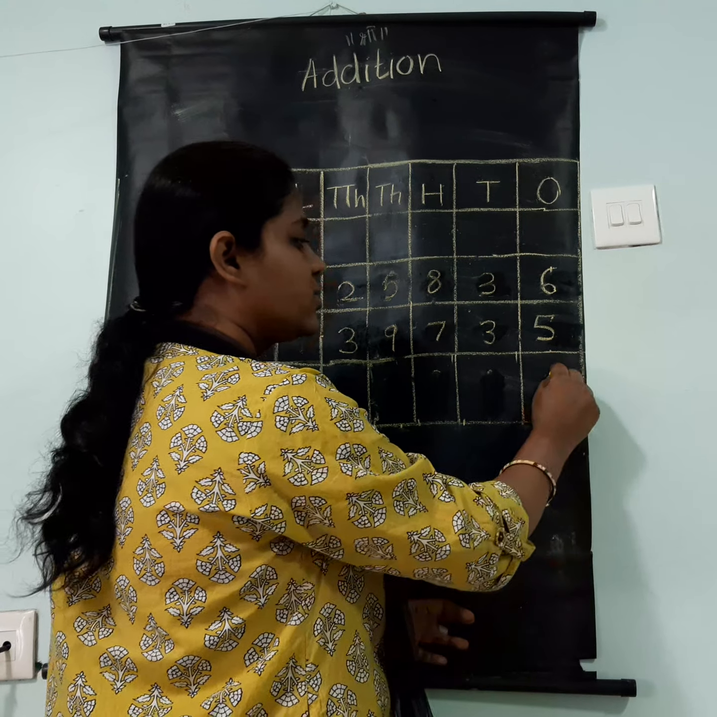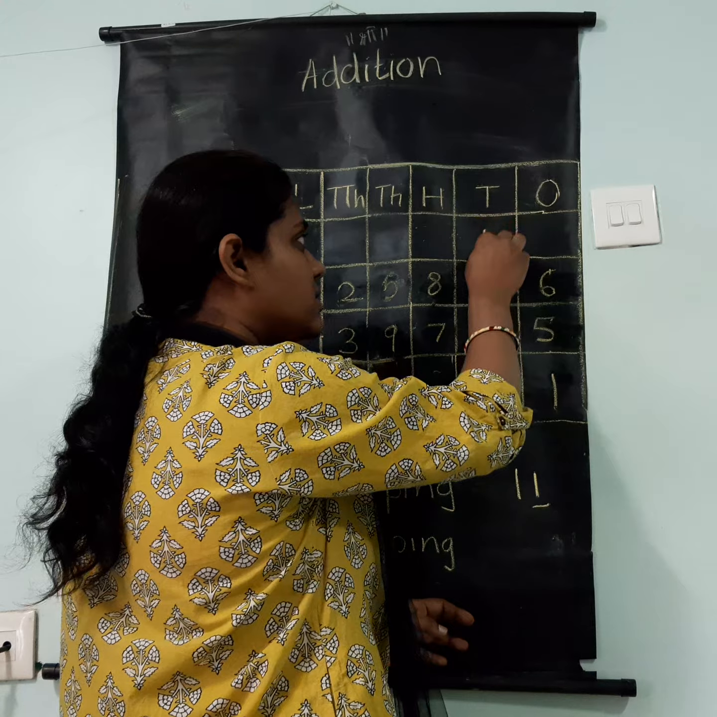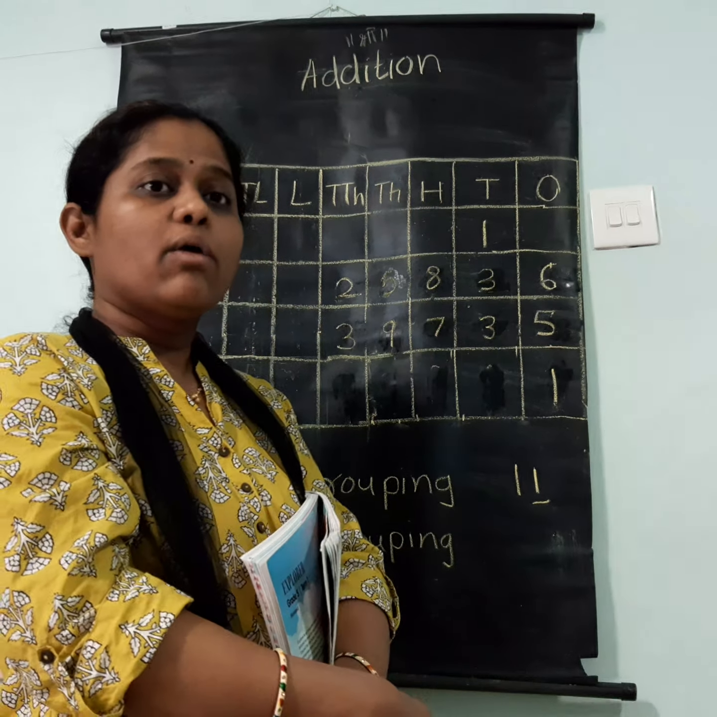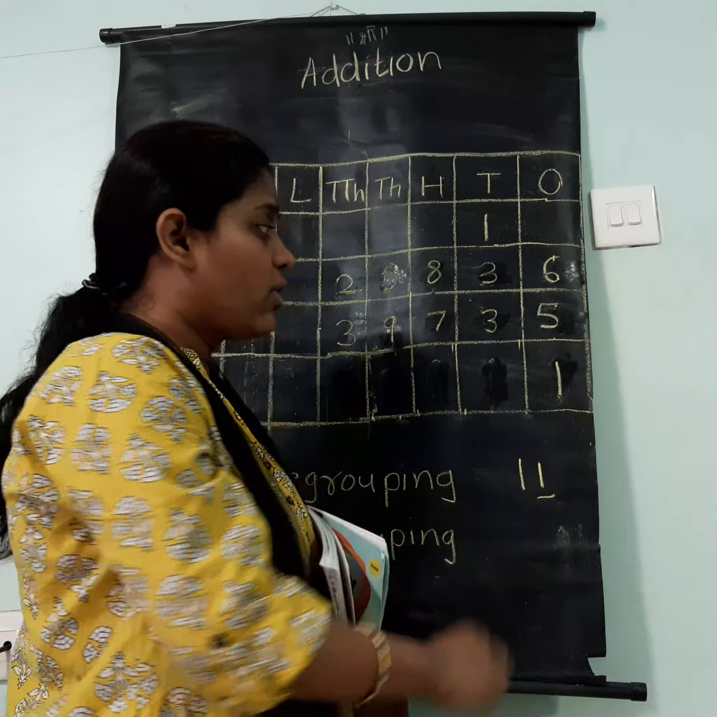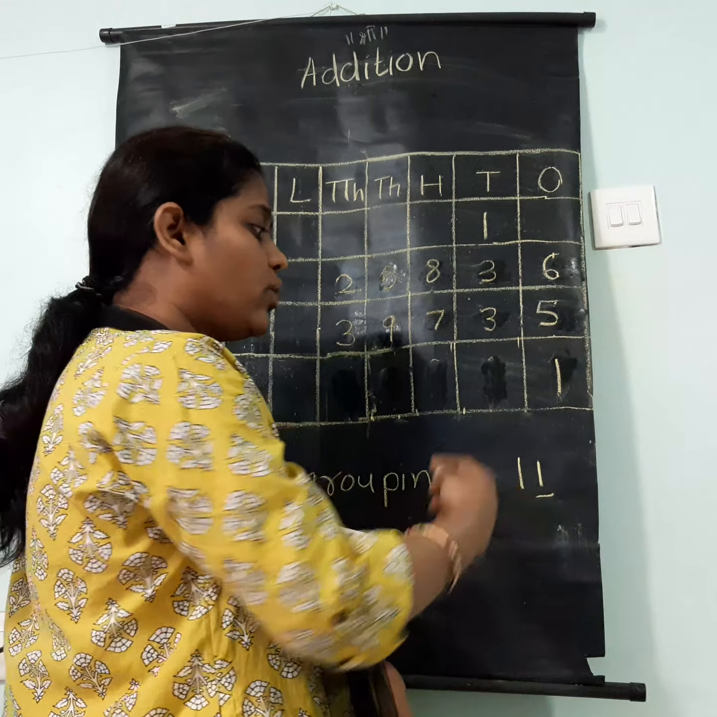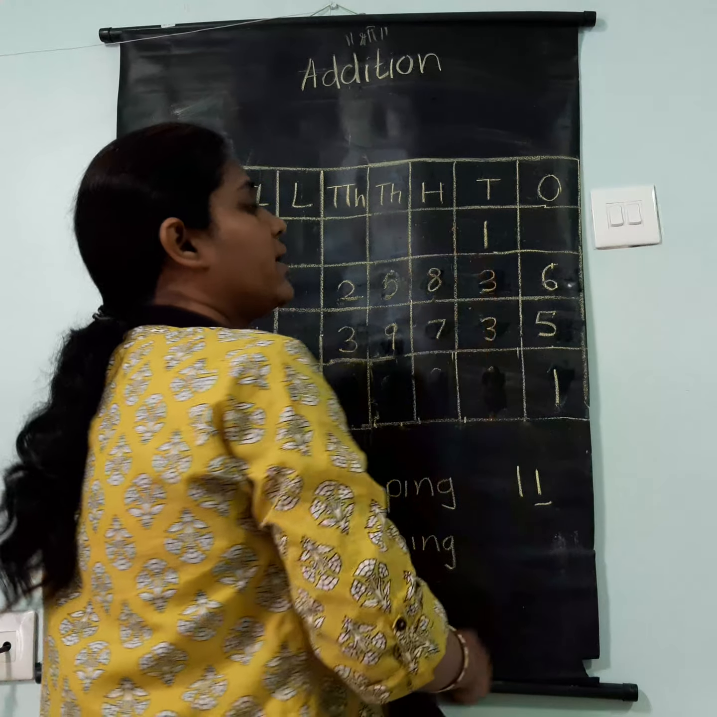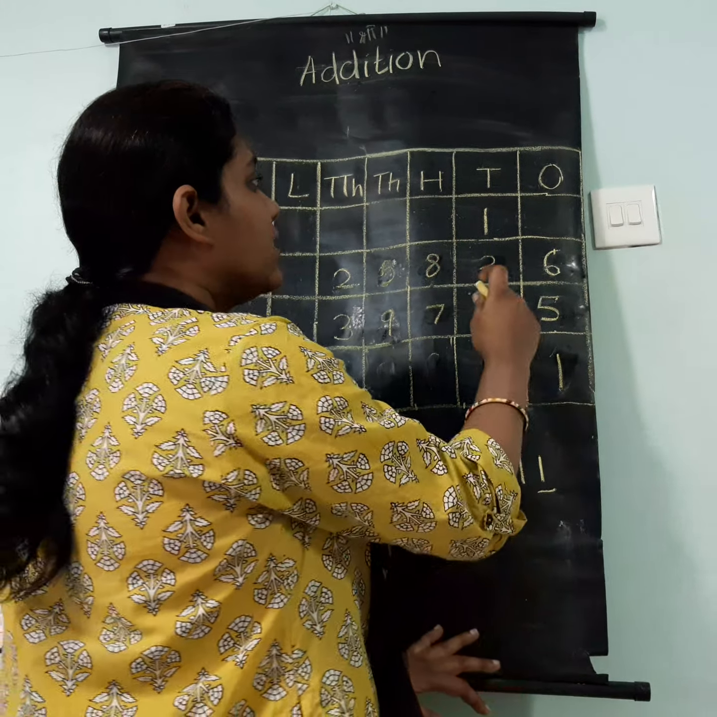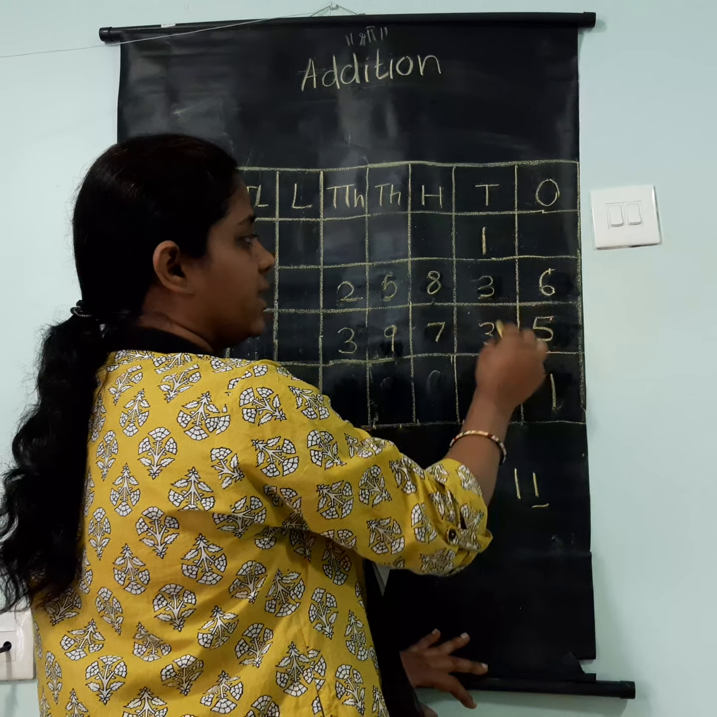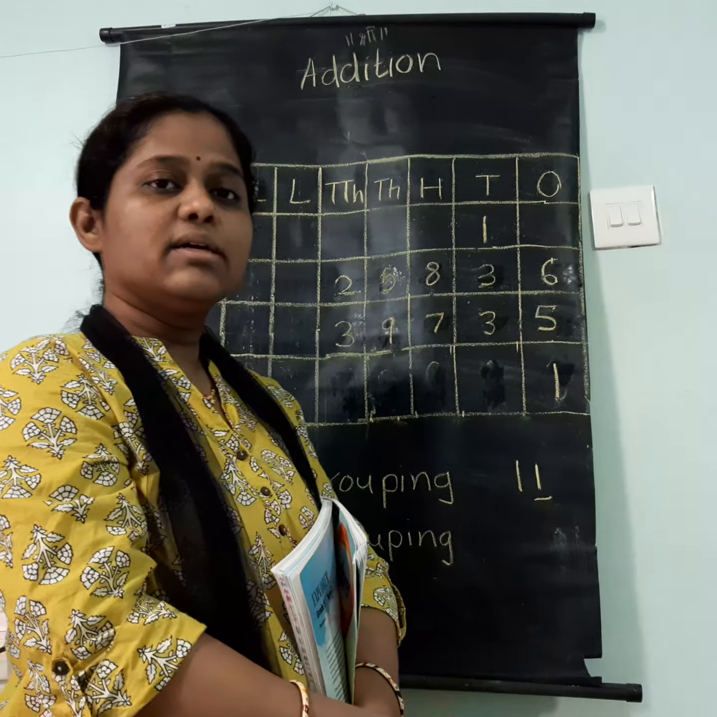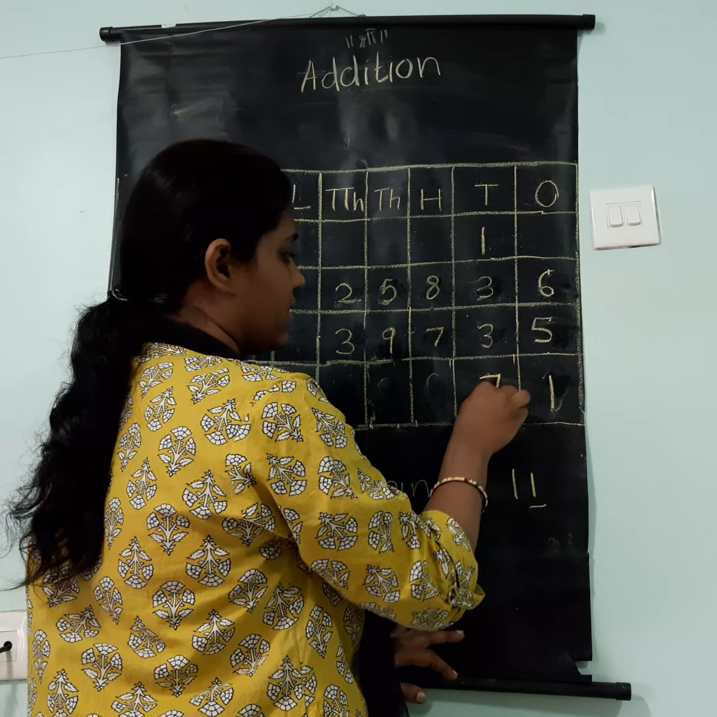So I will write this 1 over here and I will carry this 1 to the tens place. Got it? Why have I done this? Because I have place for only 1 digit and I got a 2-digit answer, so I have carried it to the tens place. Got it? Now moving ahead, 1 plus 3 plus 3. What will be the answer? 7. So I will write 7 here.